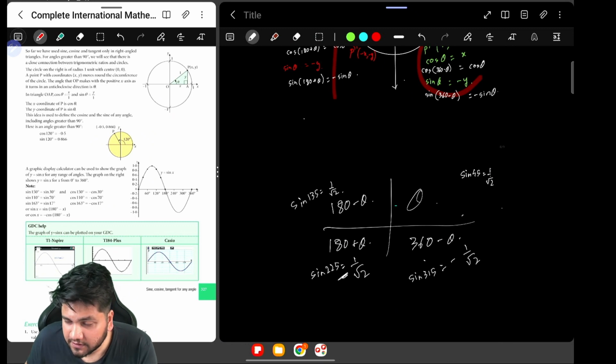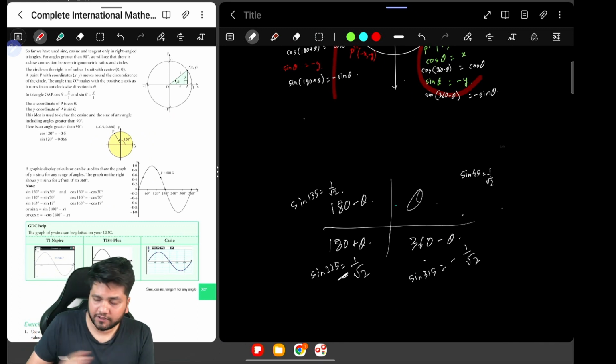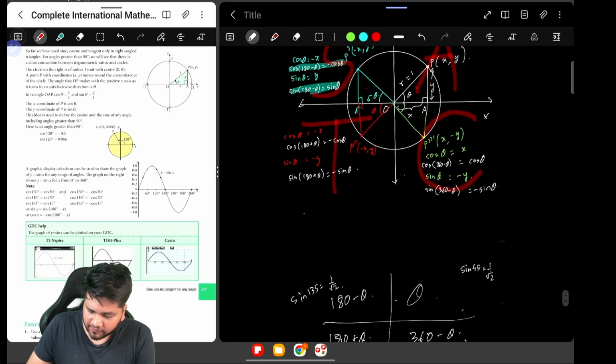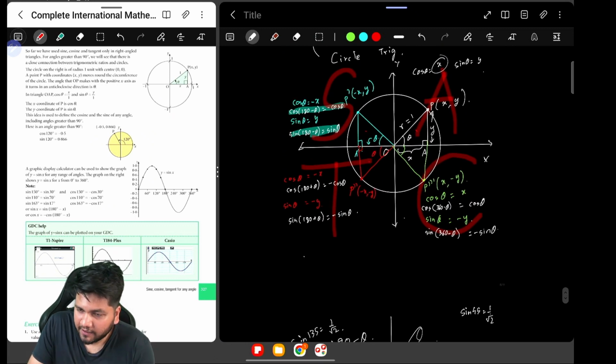So 2 times it is positive and 2 times it is negative. Correct? Same goes with all the trigonometric ratios. So in short, if you know the acute angle of all the trigonometric ratios, then it is easier for you to find out all the other angles as well.